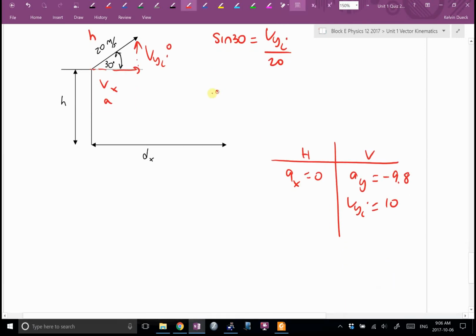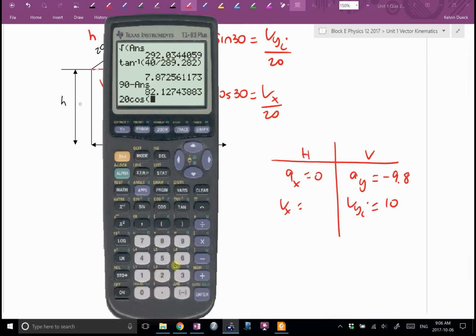I think cos 30 equals Vx over 20. Vx ends up being 17.3205. Is that right?